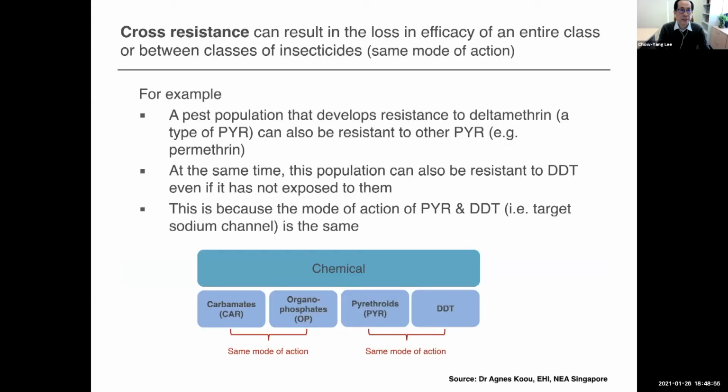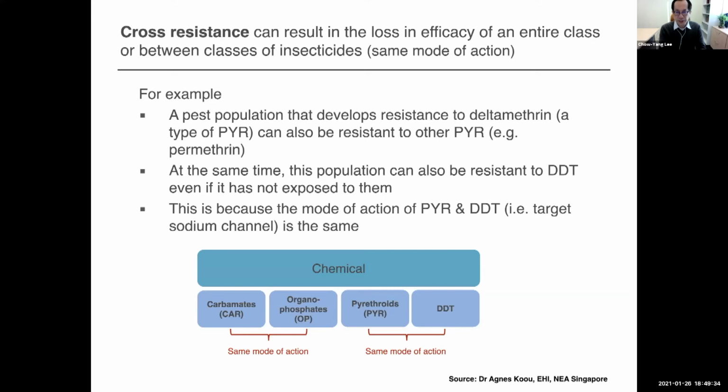The other aspect that is important to know is cross-resistance between different classes of insecticide, because they may share the same mode of action. You may find that when an insect has become resistant to one class of insecticide and you switch to another class, if both classes share the same mode of action, you may find less effectiveness of the new group of insecticide that you use.